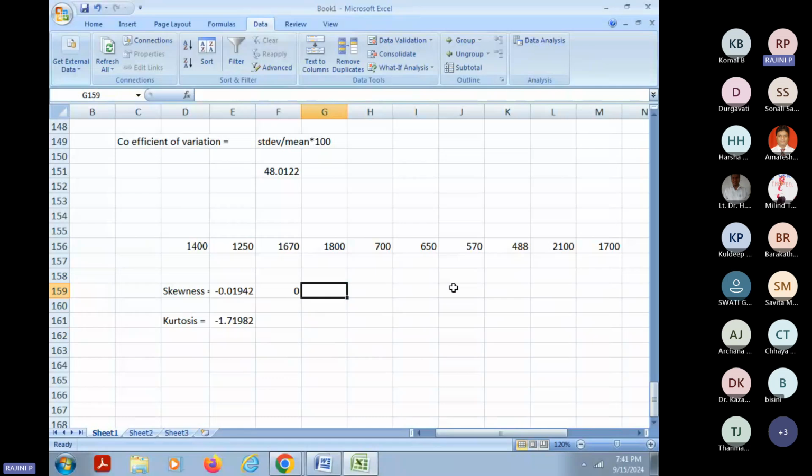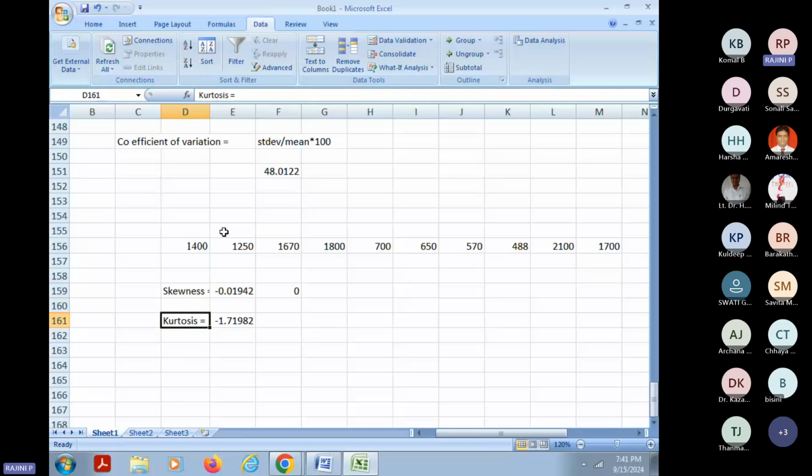And next, kurtosis, what is it? Check it. If the kurtosis value is less than 3, it is platykurtic. If it is equal to 3, it is mesokurtic. If it is more than 3, it is leptokurtic. So what is the meaning of this? Skewness will tell you the scatteredness of the data, and kurtosis will tell you the peakedness of the data, the height of the data.